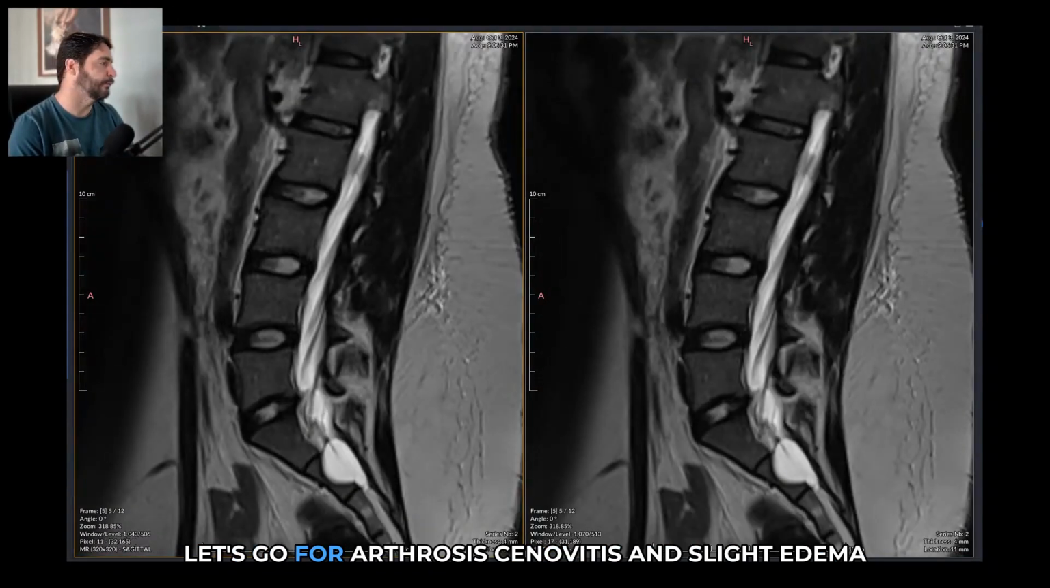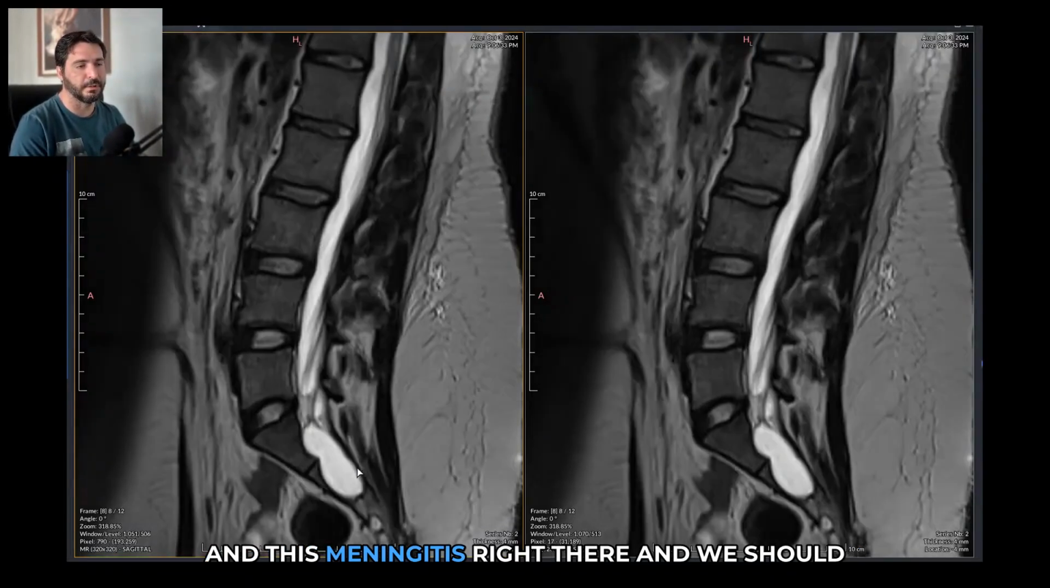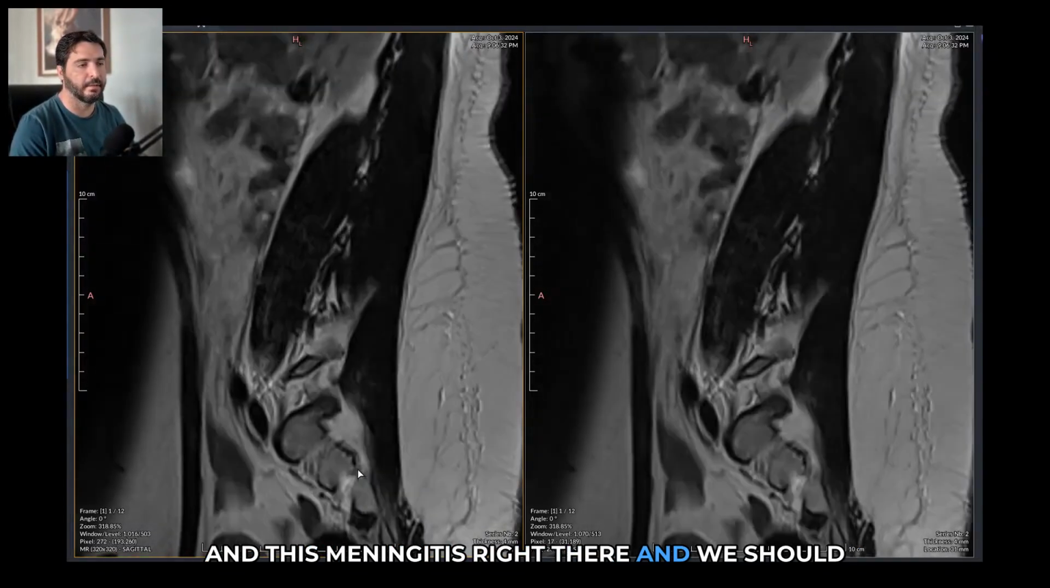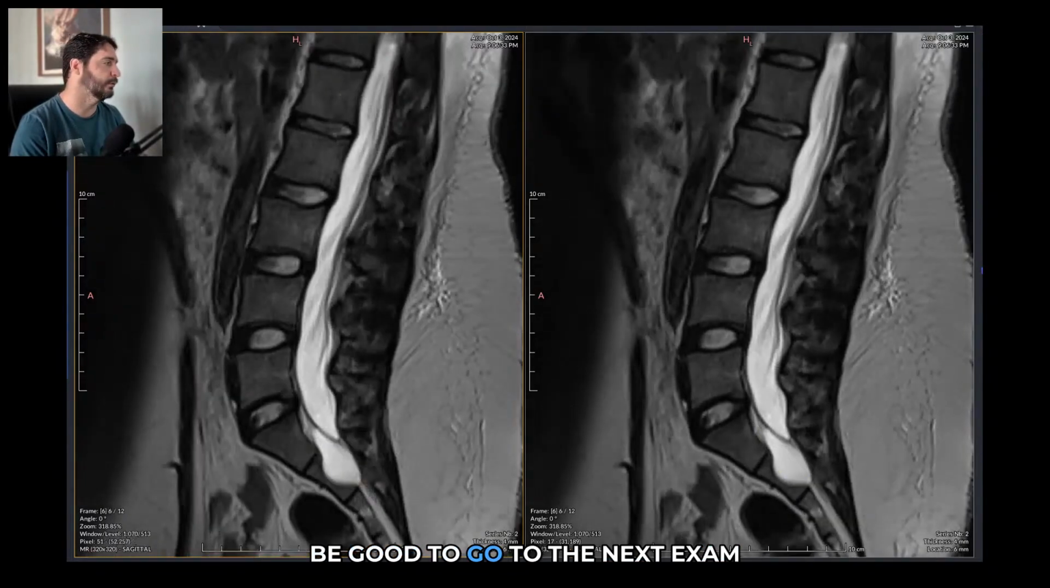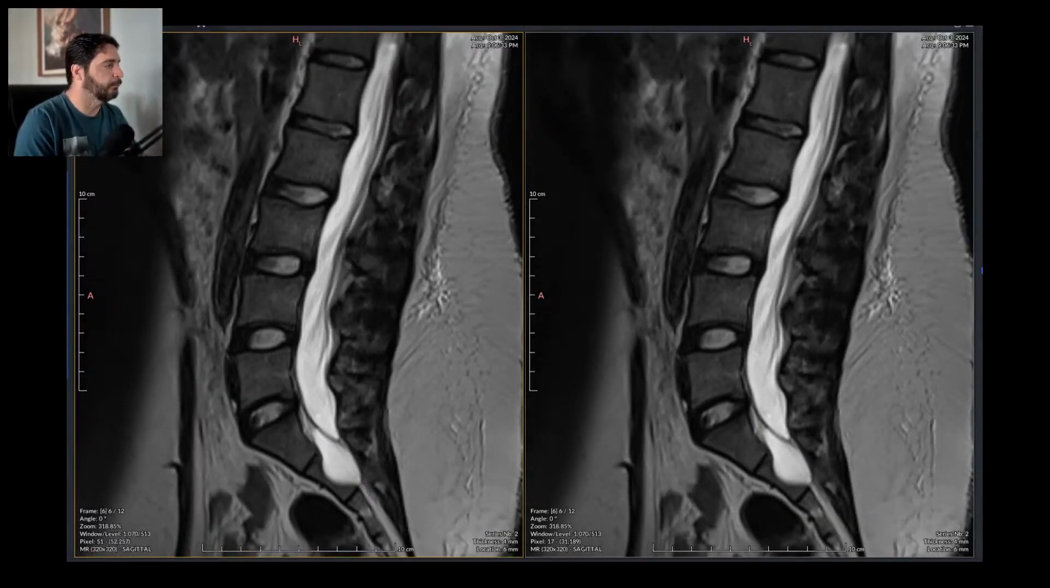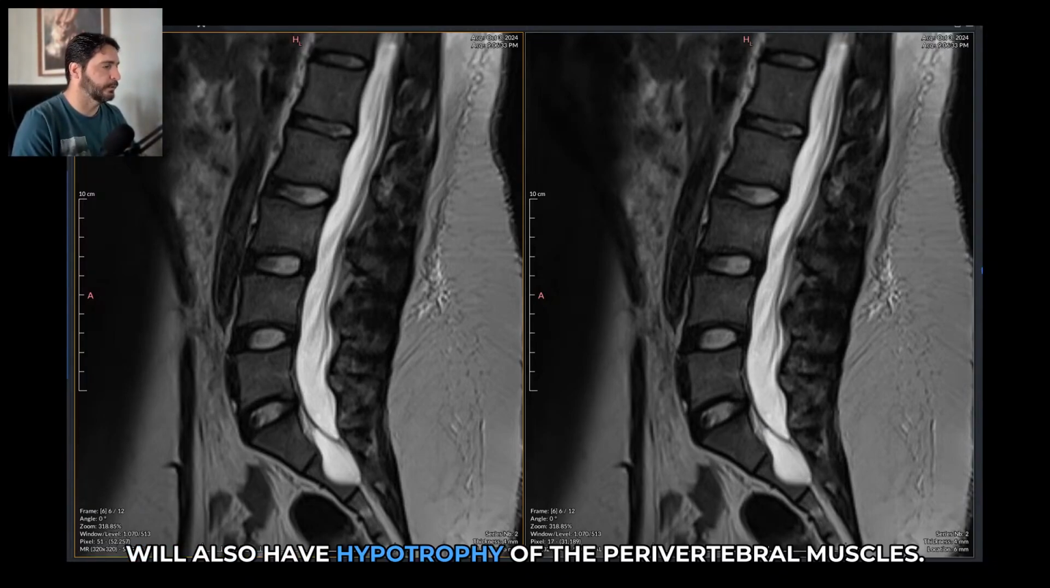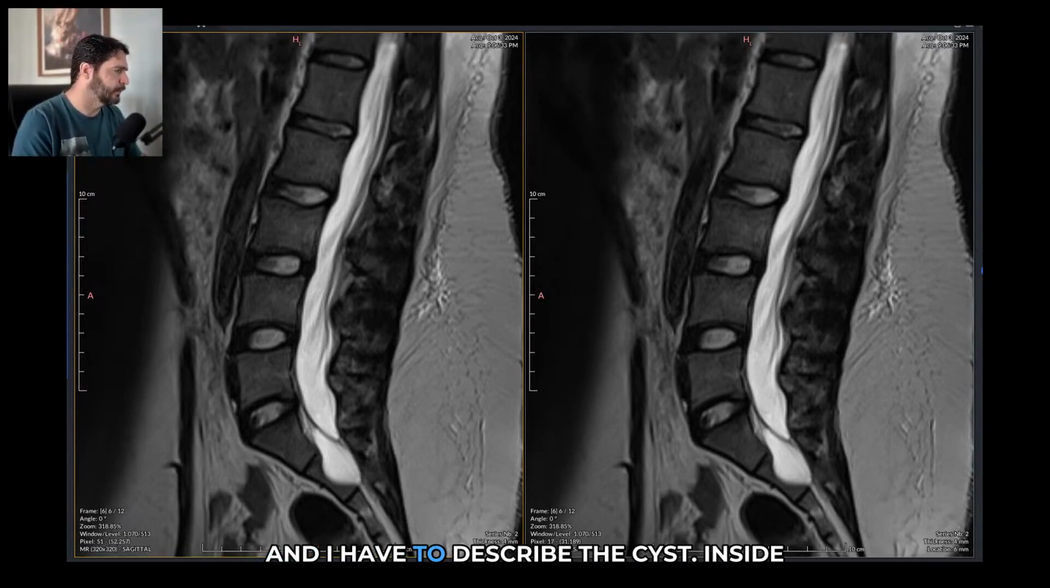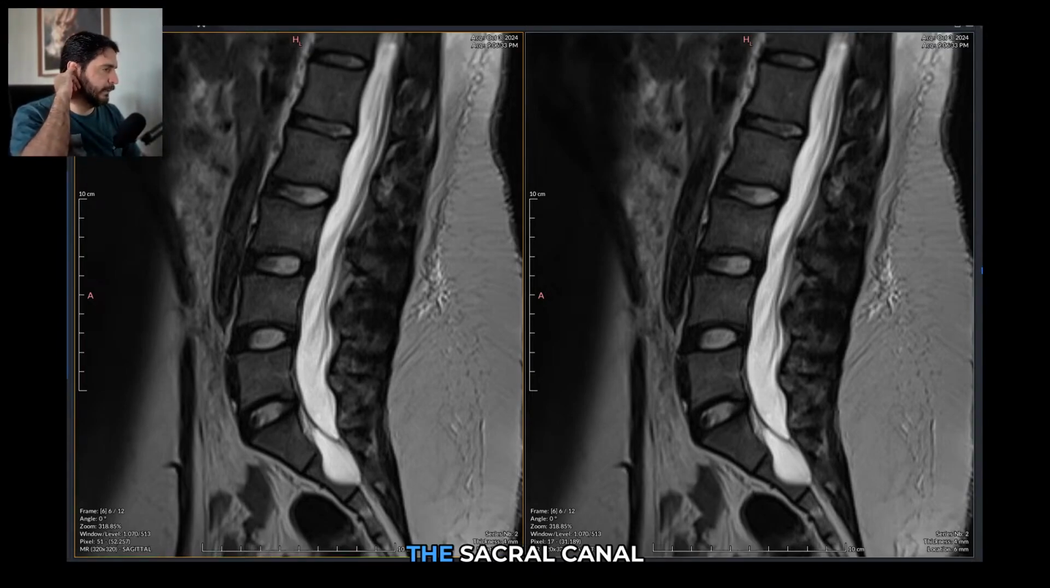So let's go for arthrosis, synovitis, and slight edema, and these meningeal cysts right there, and we should be good to go to the next exam. So I will also have hypotrophy of the perivertebral muscles, and I have to describe the cyst inside the sacral canal.